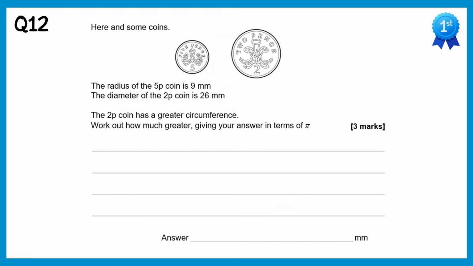In this question, we're told that the 2p coin has a greater circumference, and we need to work out by how much, giving our answer in terms of pi. So for this, we're going to use the formula for the circumference, which is circumference equals pi times diameter. Let's start with the 5p coin.